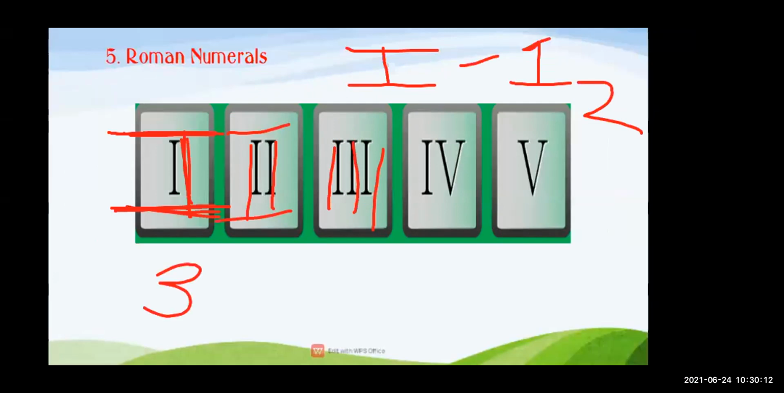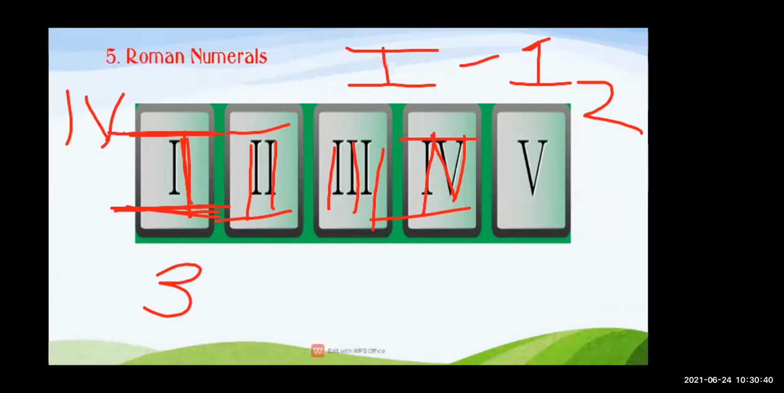Now in the next picture, what is shown over here? I and V. First, what is it? I. And then what is it? V. So that symbol is the symbol of 4. That is the international number 4. But how is it written in Roman numerals? It is written I and V.